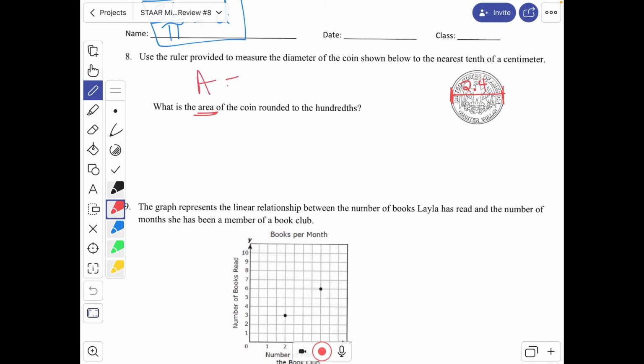So area is pi times radius squared. Now, you can use the number 3 for pi, since we are rounding. And then it'll be radius. Radius is half of the diameter. So what would be half of 2.4?